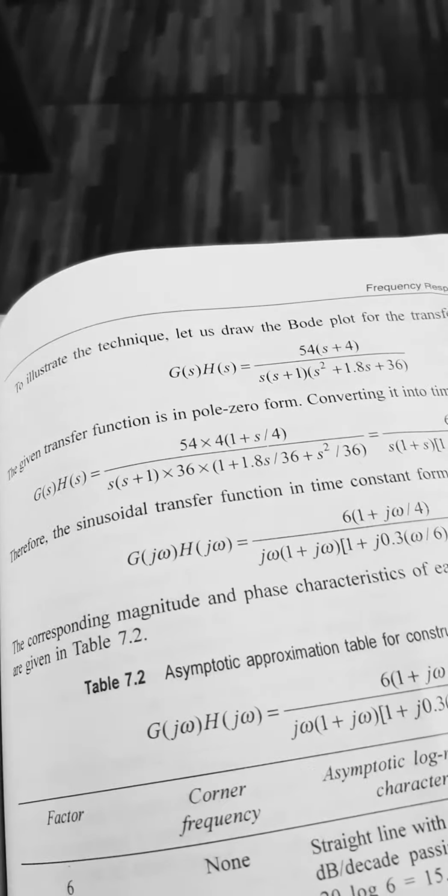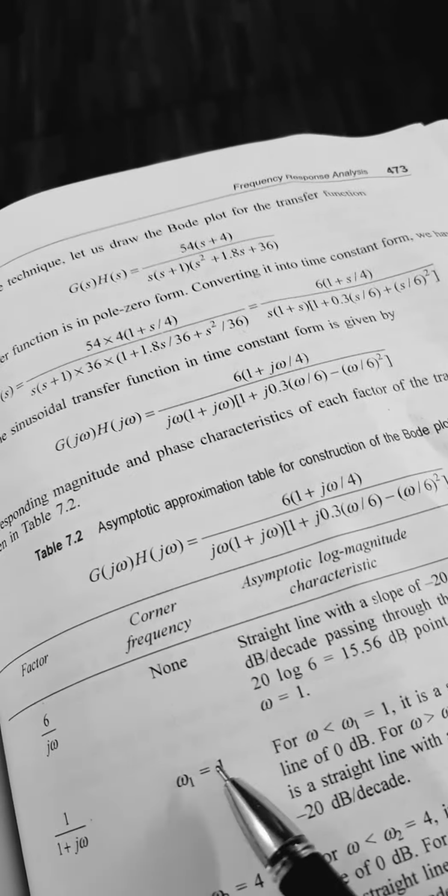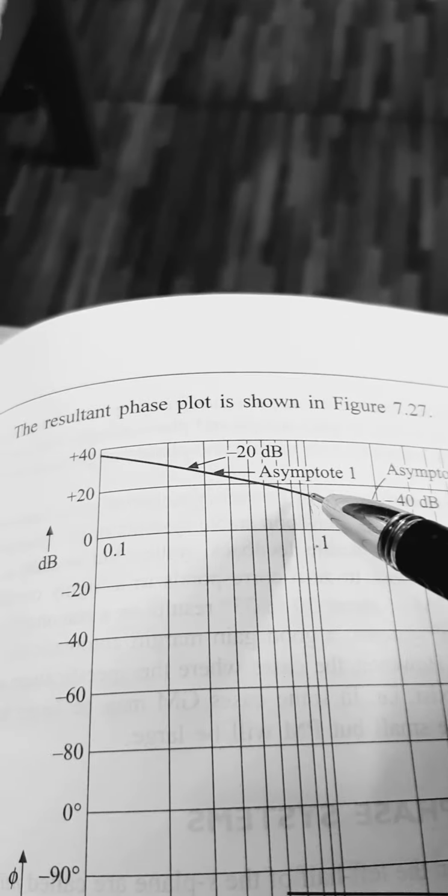The next corner frequency is omega 1, which is 1. So the corner frequency is 1 only. At 1 it is 15.56 dB. Till 1 you should draw a line with a slope of minus 20 dB per decade. So that is the first.